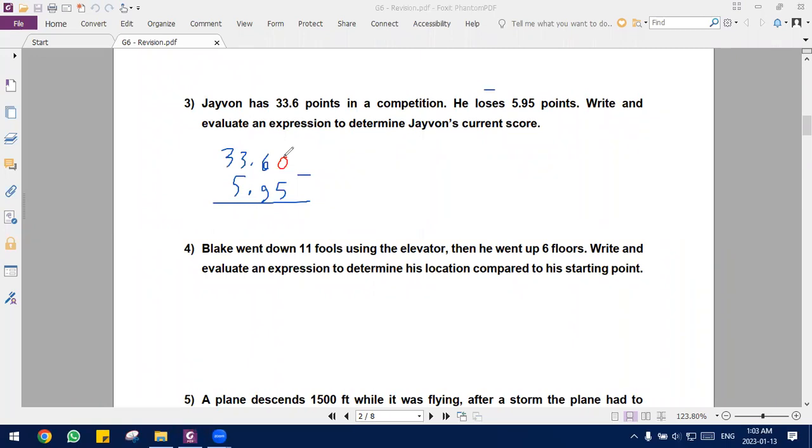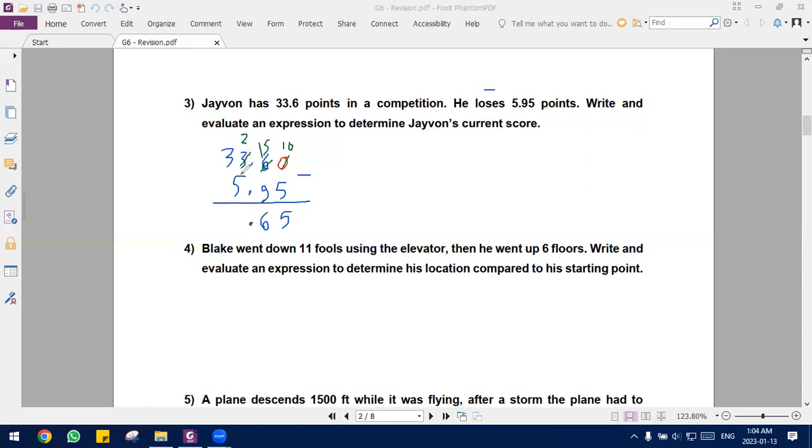Now we do 0 minus 5, we can't. So this 6 will be 5. This 0 will be 10. Now we do 10 minus 5 is 5. And then 5 minus 9, again we can't. So we borrow from the next digit. So this will be 2. This 5 will be 15. Now 15 minus 9 is 6.